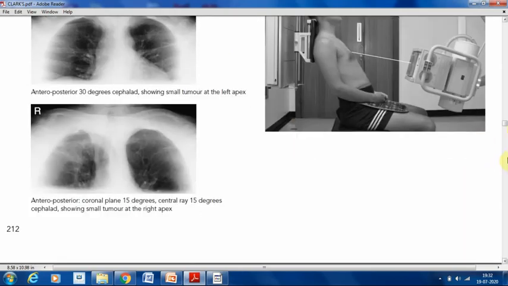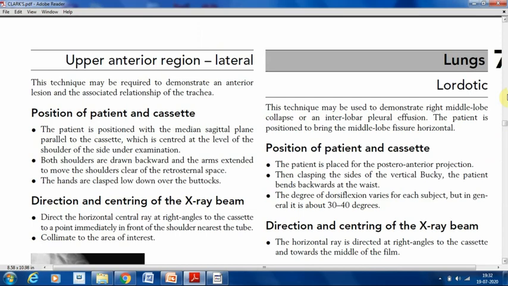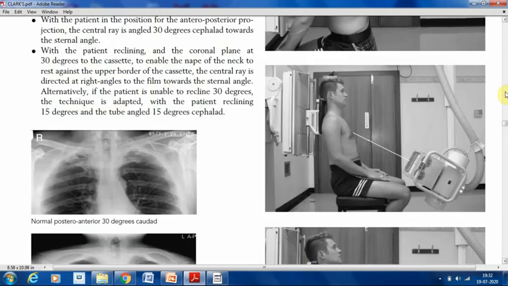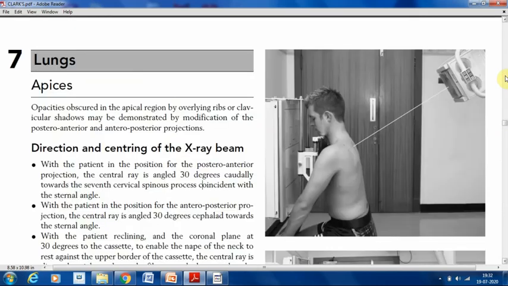Usually it is taken in three different views. I will explain here with the three different images. All three views are meant to see the apex of the lung. There is no change in that. That's what you can see in the indications: when the apex is obscured by overlapping ribs or clavicular shadow, it may be demonstrated by modification of the posterior anterior or anterior posterior projection, AP or PA projection.